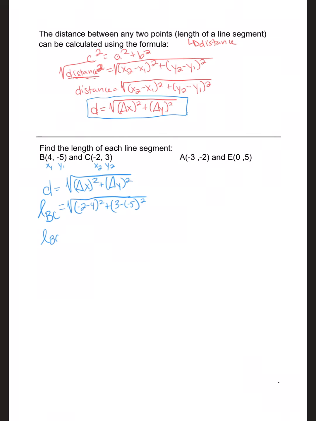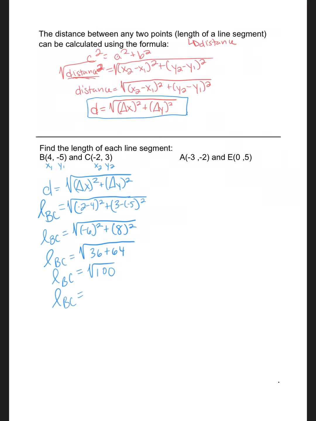So the length of BC is going to equal, and then negative 2 minus 4 is going to be a negative 6 squared. And 3 minus a minus is going to be a positive 8. And we'll just continue to simplify this. So 36 plus 64, square root of 100. So the length of BC is going to equal 10. We can say therefore. Okay?